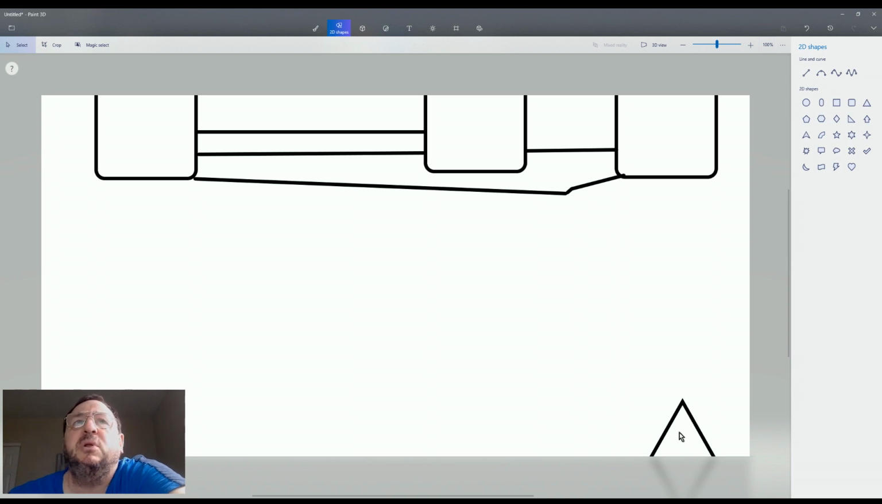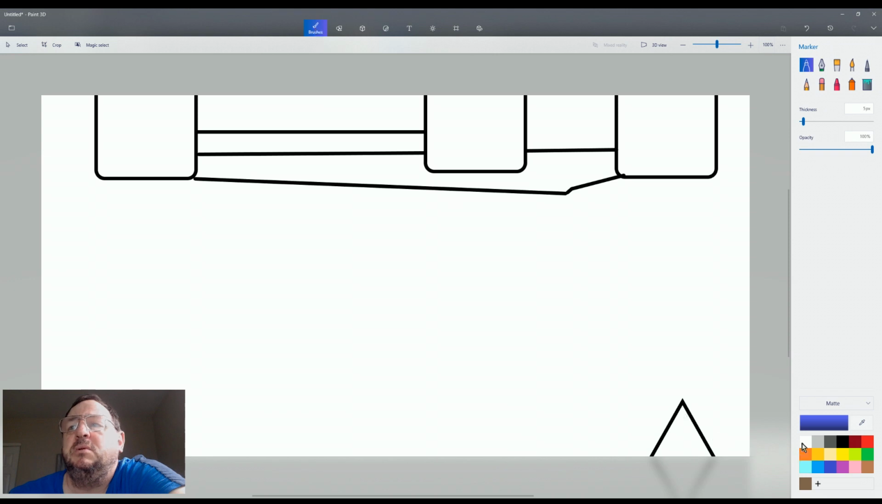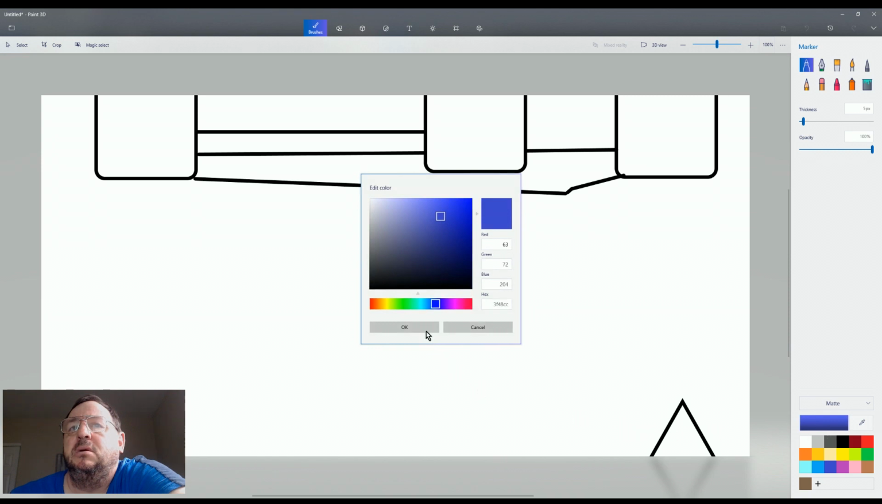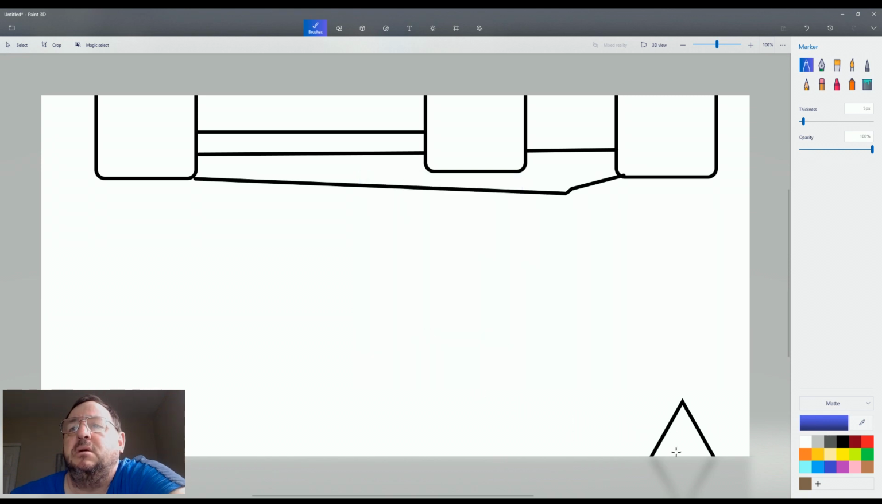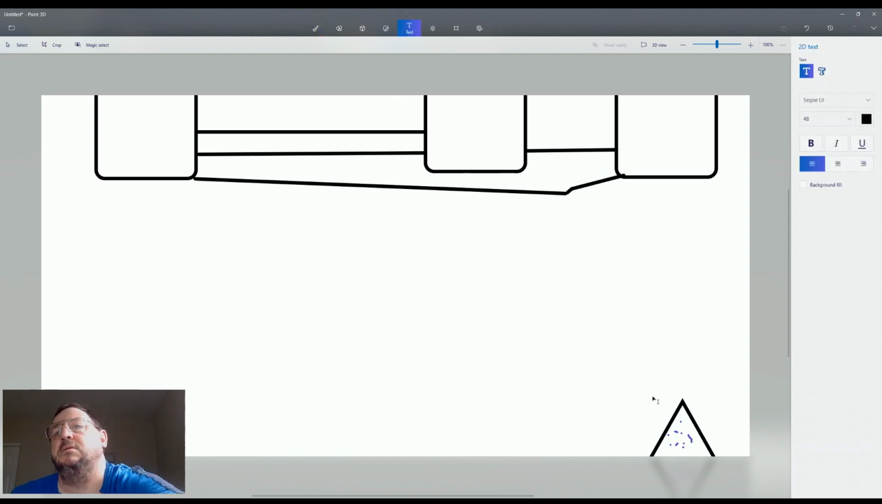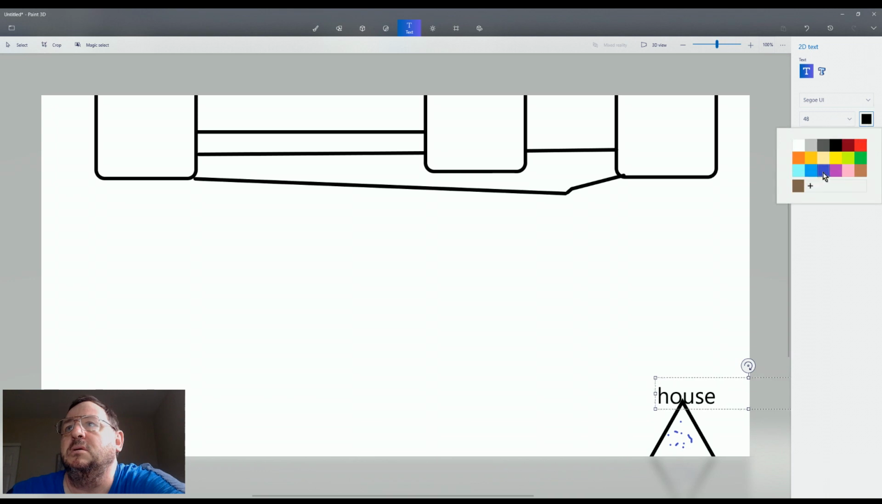How come I don't have blue? I need blue. Come on. Why not blue? Why does it make black? Okay, anyway, this is the house. Okay, house. Oh, I think this one. I don't really use that often. Okay, house.